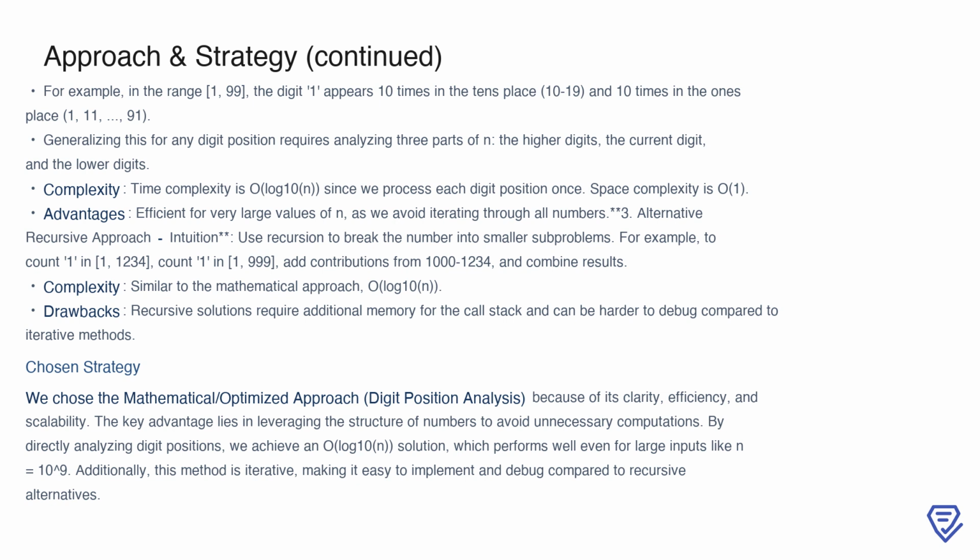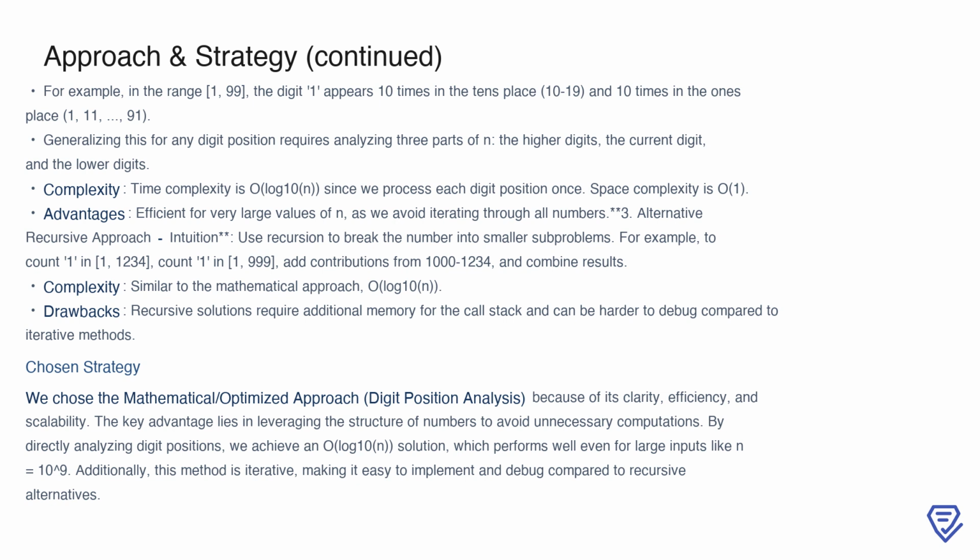Consider how the digit 1 appears in specific ranges. For example, between 1 and 99, the digit 1 appears 10 times in the tens place, specifically in the numbers 10 through 19. Similarly, it appears 10 times in the ones place: 1, 11, 21, and so on. This pattern can be generalized for any digit position. To do this, we analyze the number n by dividing it into 3 parts: the digits higher than the current position, the digit at the current position itself, and the digits lower than the current position.